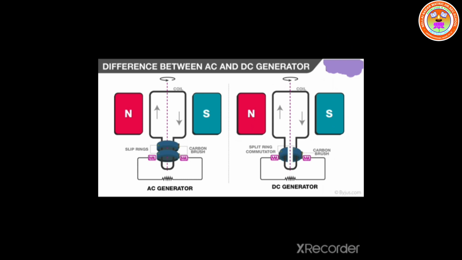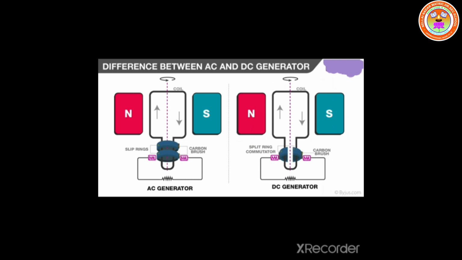We can clearly understand the AC generator and DC generator. The AC generator on the left hand side has a slip ring. I told you already, a slip ring is used there, and on the right hand side is the DC generator. So here we have a split ring type. I hope you all understood, students.